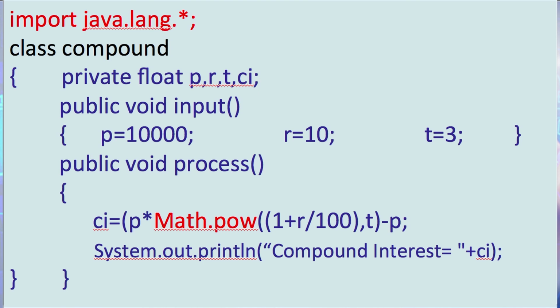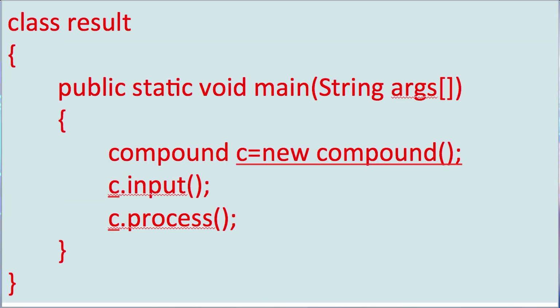but after defining this class we have to execute it. So we have to write one more class where there will be a main. In this compound class there is no main, there is no public static void main. So now in the next slide you can see the other class, that is the result class, and inside this result class we have public static void main String args, and this String args is optional. We can pass the argument, or sometimes we do not pass any argument here.